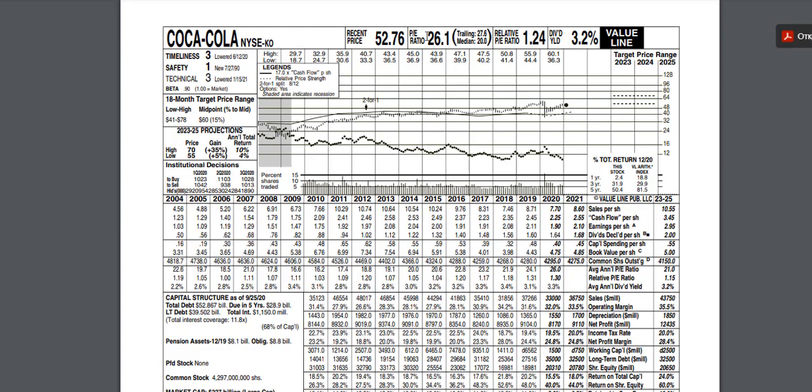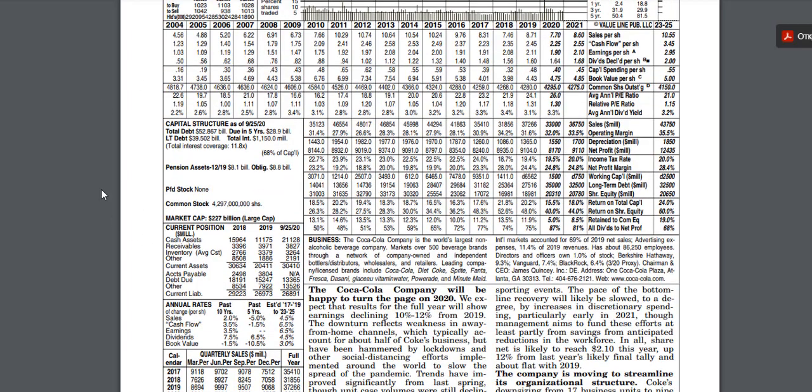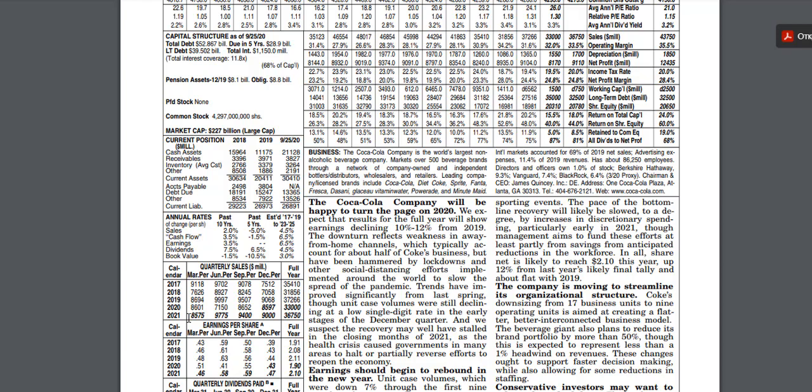The recent price, the latest PE, again, timeliness, safety, some technicals, beta. Here you can see the small chart, and in this table you can find so much information about the company's financials from 2004 till projected in 2021. Sales per share, earnings per share, dividends, capitalization, average PE, sales, operating margin, and many other numbers. Here we can see the liabilities and market capitalization. Then we have quarterly sales and projected sales, earnings per share, and so on.